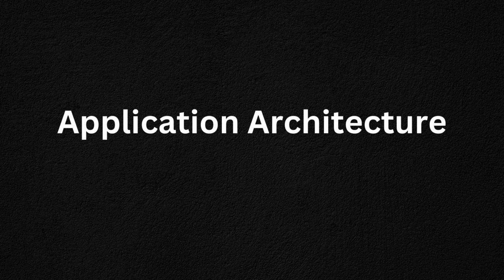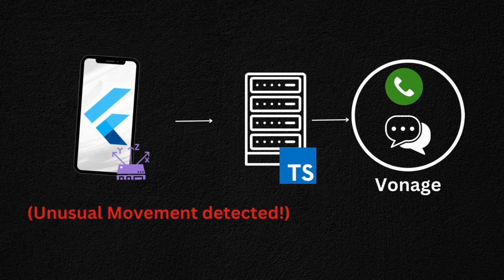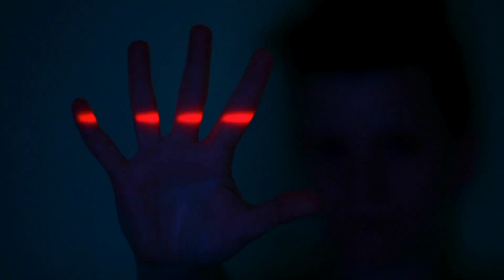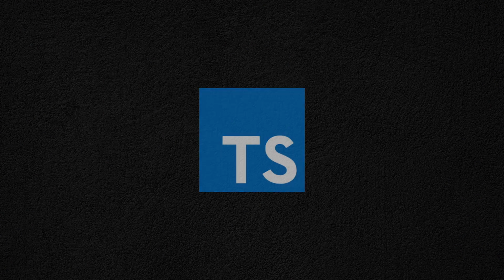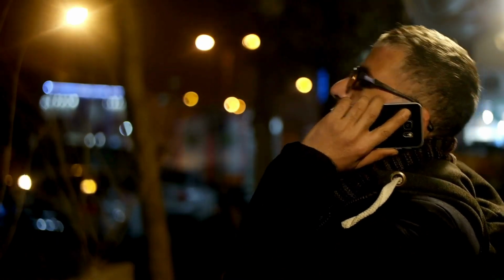First, let me give you a brief overview of the app. For this project, I'll be using Flutter to access the device's accelerometer and detect any movement. The core principle is simple. If there is movement, the app will alert the user via Vonage. Additionally, we will add an anti-tampering system so no one can bypass it by turning off or breaking the device. We will build the backend in TypeScript and leverage Vonage APIs to trigger a call and SMS alert to the user. Let's get started with the Flutter application first.